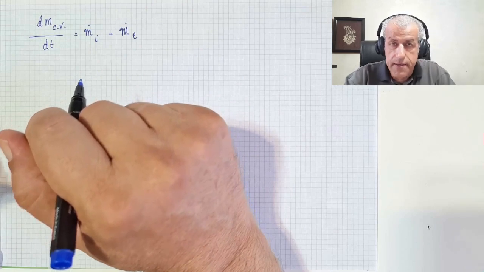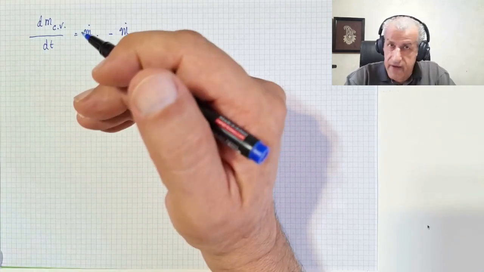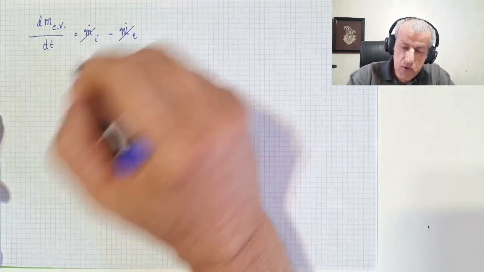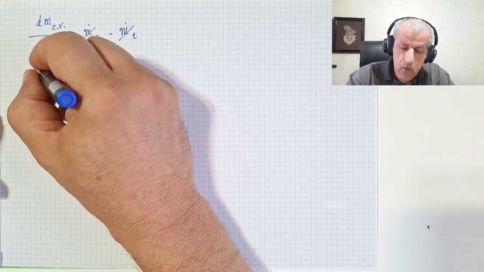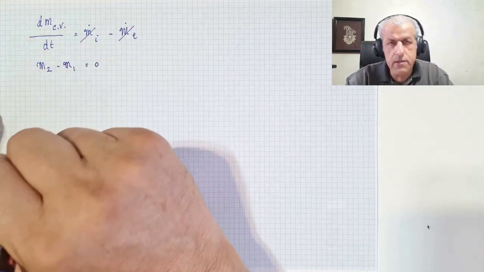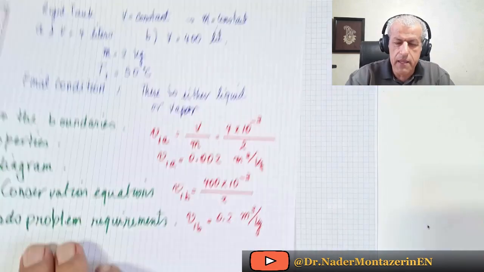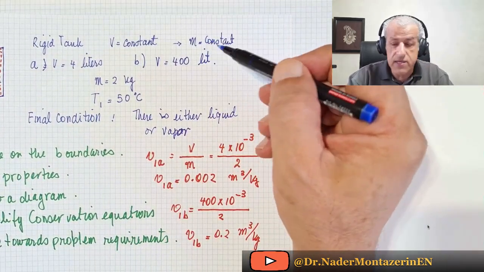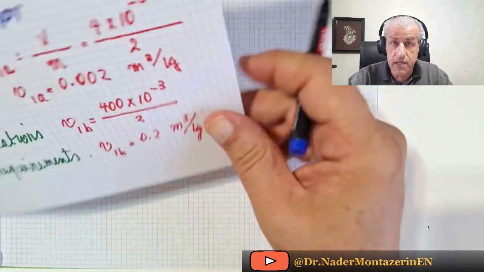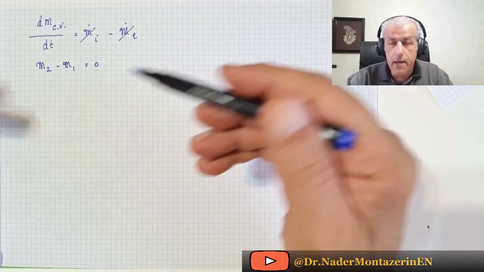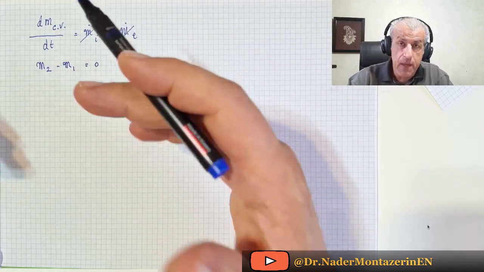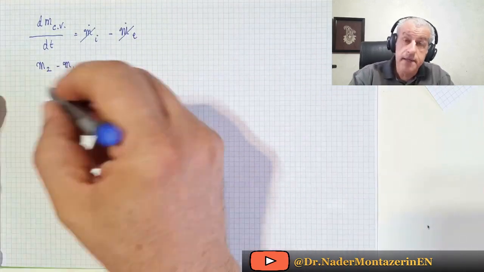Now, integrating this between any initial and final conditions in this problem, you see there is no mass entering and there is no mass leaving, and therefore what we would get is that m2 minus m1 equals 0. Well, that's the conclusion I made initially when I said that when it's a rigid volume, nothing comes in, nothing goes out, and m is constant. But this is a more technical thermodynamic way of concluding that initial and final mass are the same.